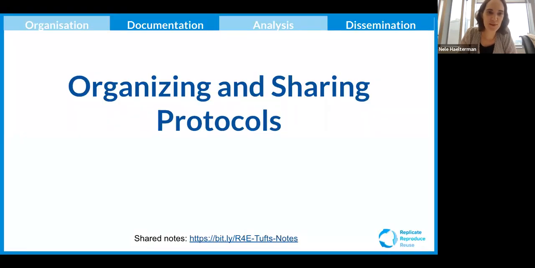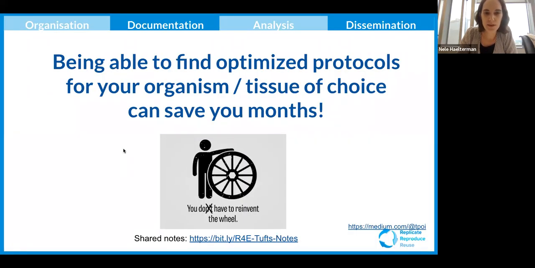The next section that we're going to talk about is how to organize and share your protocols. And this is another really important and big one, mostly because you will find that it can save you a lot of time if you're able to find protocols that have been optimized and fine-tuned for the specific organism or tissue that you are working on.